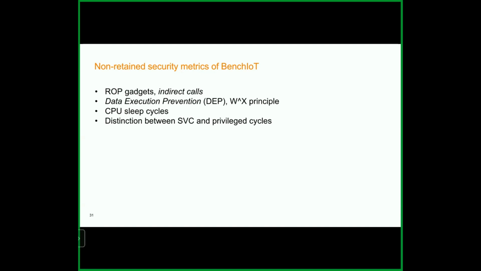CPU sleep cycles, Pip-MPU is not going to sleep, so we are not calculating them. And there is a distinction between the supervisor calls and the privilege cycles. And in the case of Pip-MPU, because Pip is the only one to run in the kernel space, it's the same thing for us.